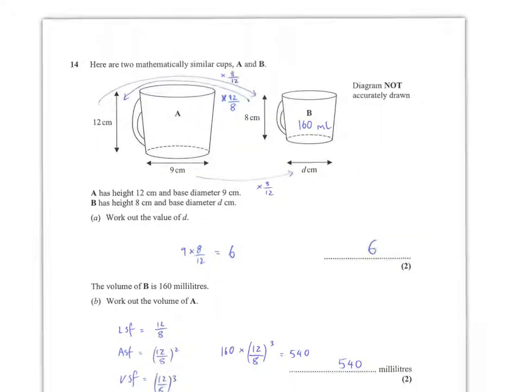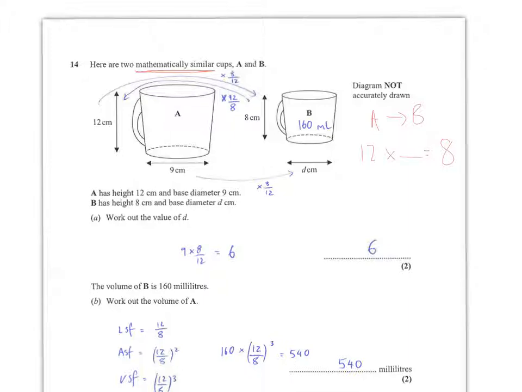If the cups are mathematically similar, that means the sides are in the same ratio, the areas are in the same ratio, the volumes are in the same ratio. So in order to calculate the ratio between the cups, I need to think about going from A to B, from the side of 12 centimeters, I need to times by some factor to get me to my side of 8 centimeters.